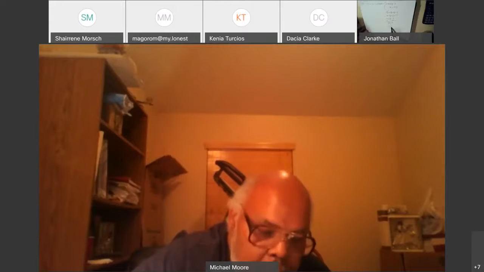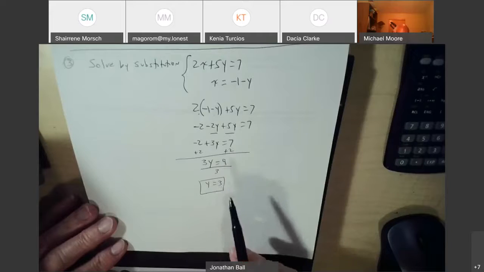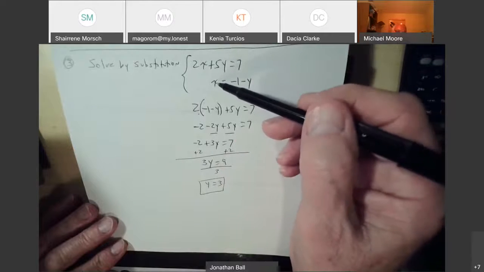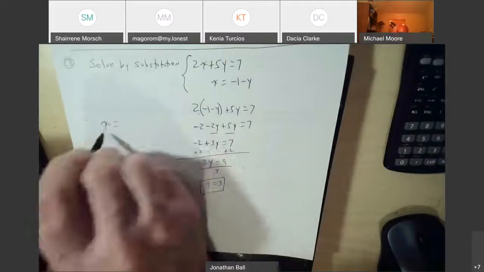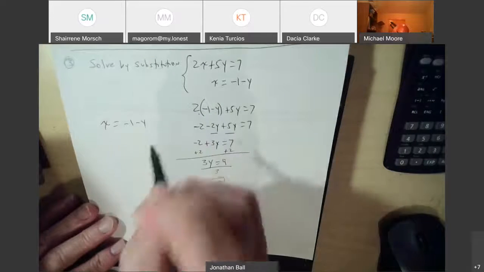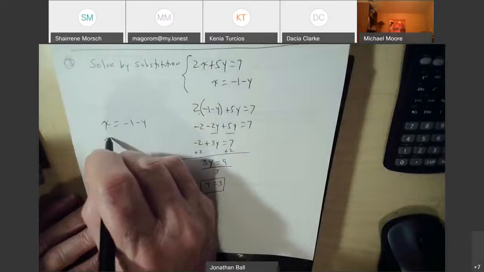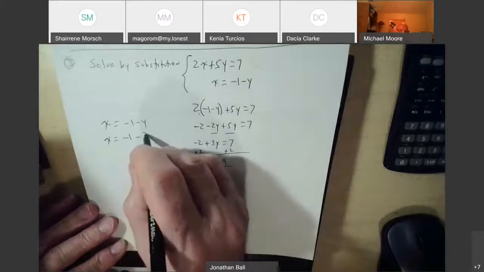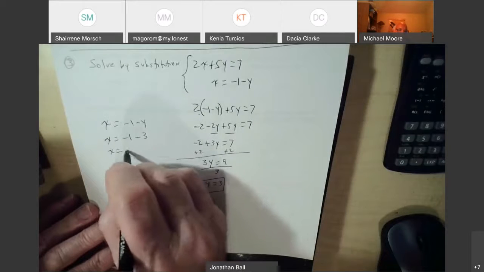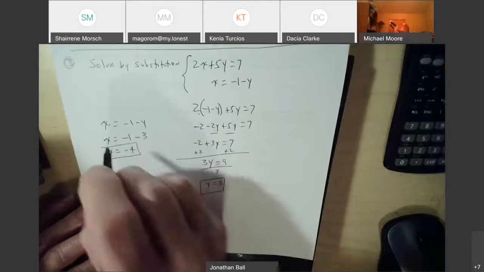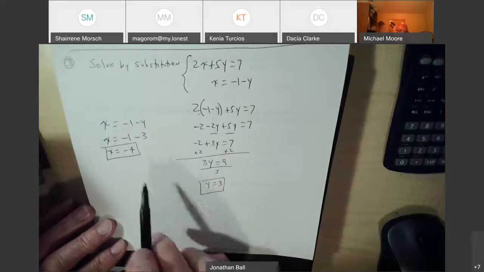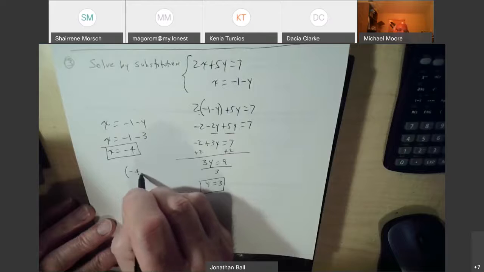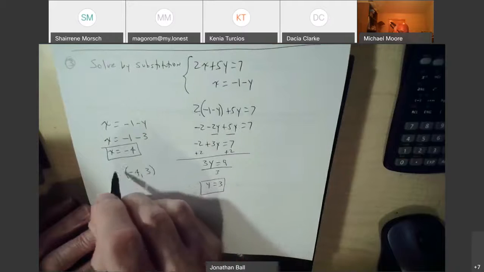Okay, now y is 3. Now we want to know what x is. And you can plug it into this one if you want. Looks like a whole lot of trouble though. This one's already solved for x. X equals -1 minus y. So we have x equals -1 minus, but instead of y, we're going to plug in 3. So x is -4. -1 minus 3 is -4. So our solution is -4 comma 3.